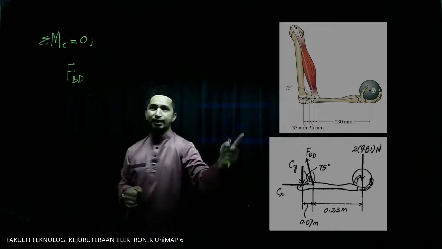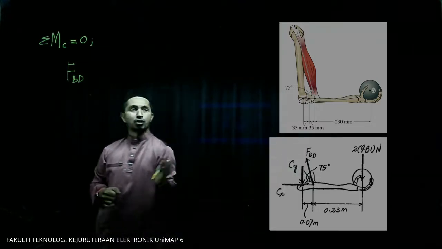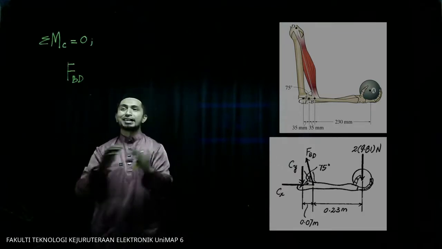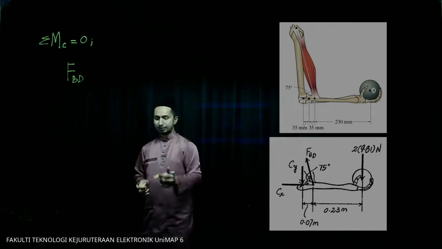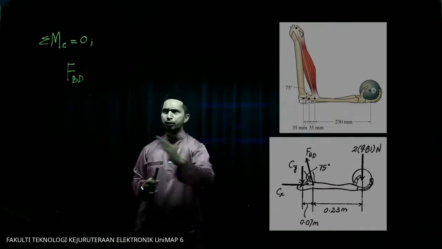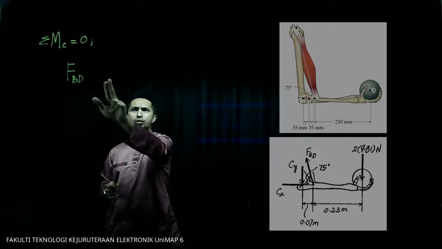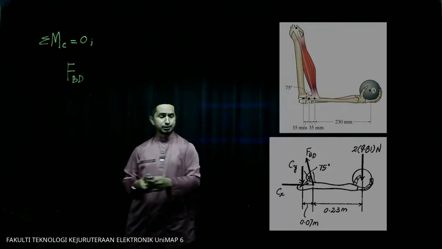It has the angle of 75. Cos or sine? Cos or sine? That's the other issue. I guarantee not everyone will get the correct answer. Some of you will put FBD sine 75. Some of you will put FBD cos 75. So how do we choose the right one? Macam mana, eh?